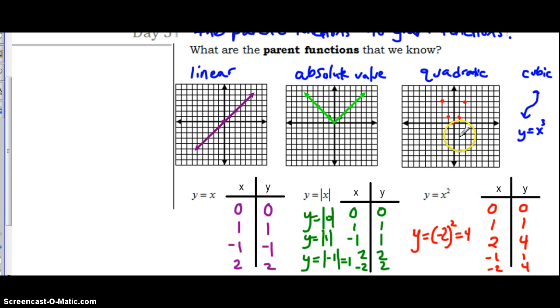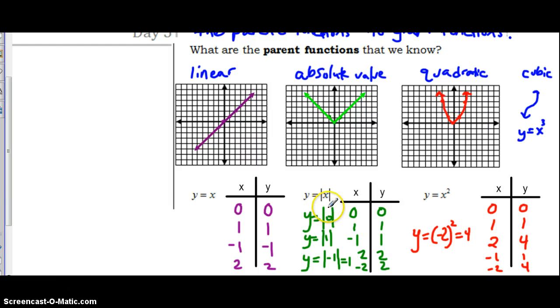So if you plot your points, there's 0, 0, and there's 1, 1, and then plot 2, 4, and then -1, 1, and -2, 4. Okay? Now go ahead and draw your quadratic. Remember, it should look like a U. It should be U shape.